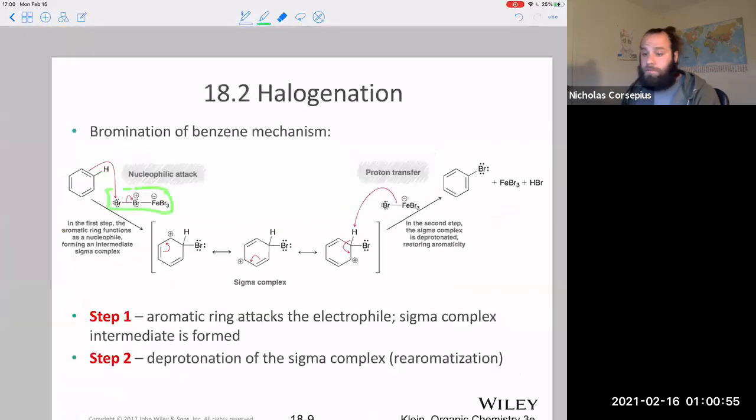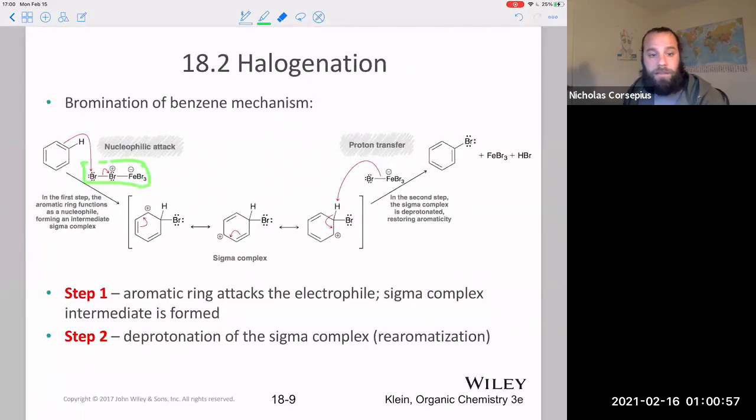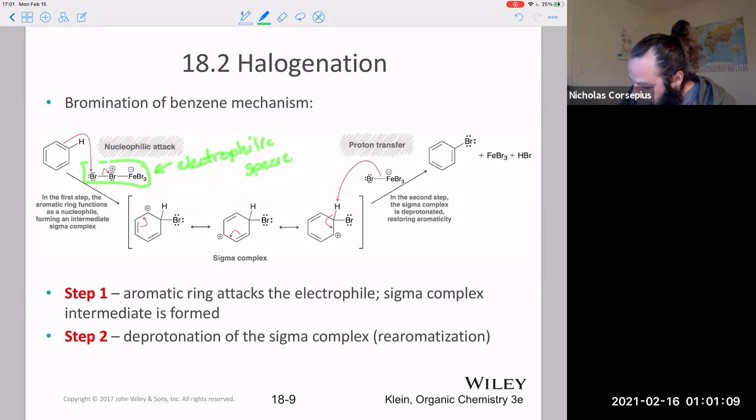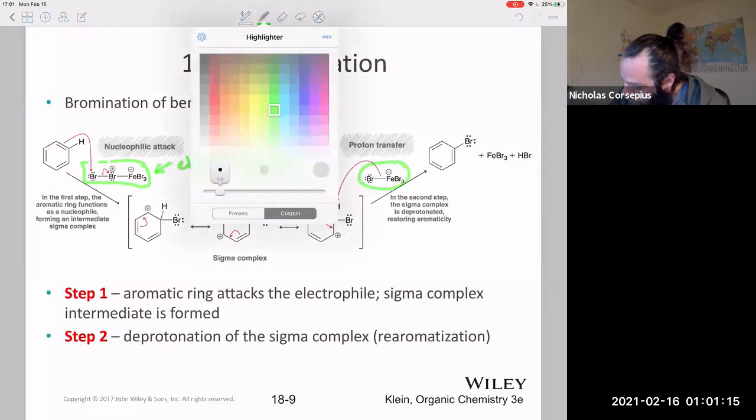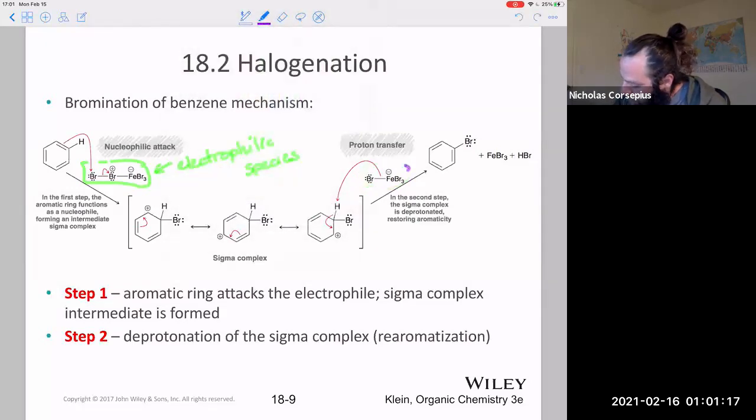Okay, so convince yourself by looking back at the other slide. This is the same scheme that we showed before. The difference is that now we have specifically identified the electrophile, or the electrophilic species. And then we have this, which is the identity of our base in this particular reaction.